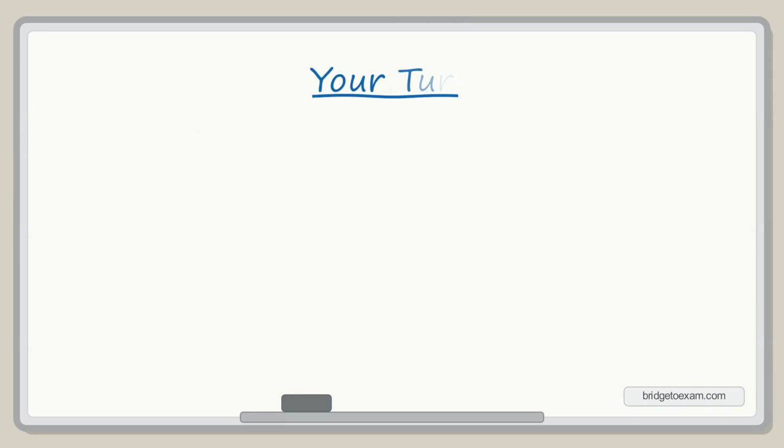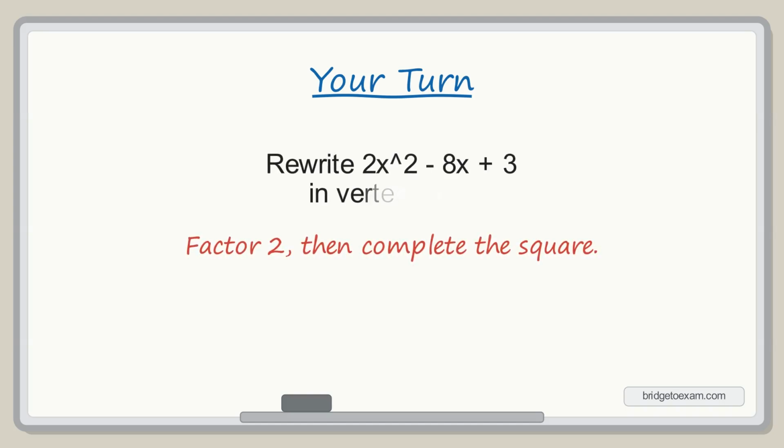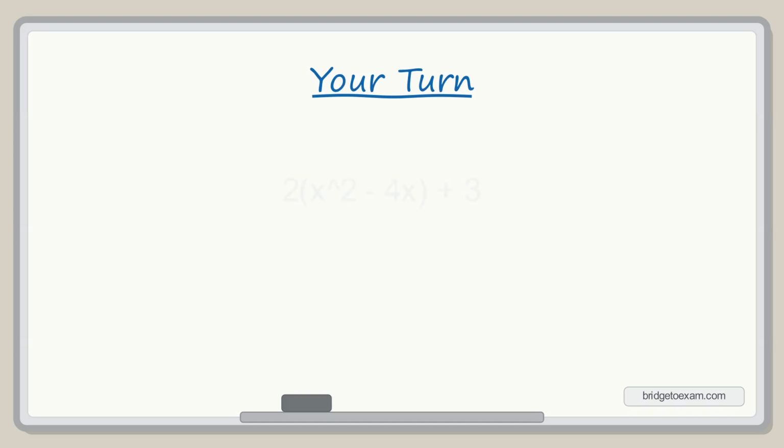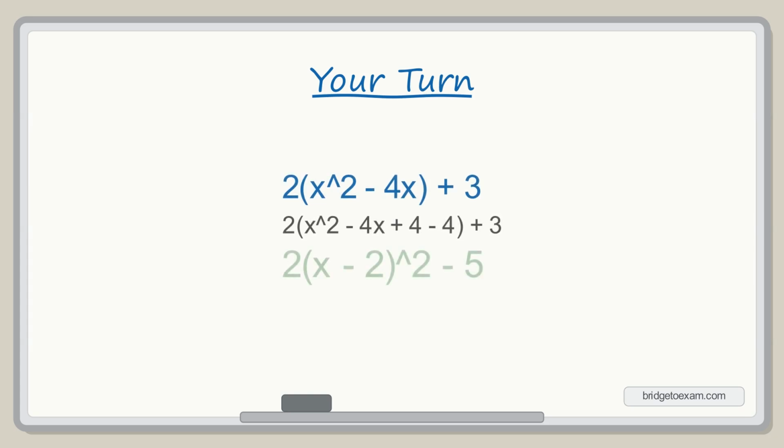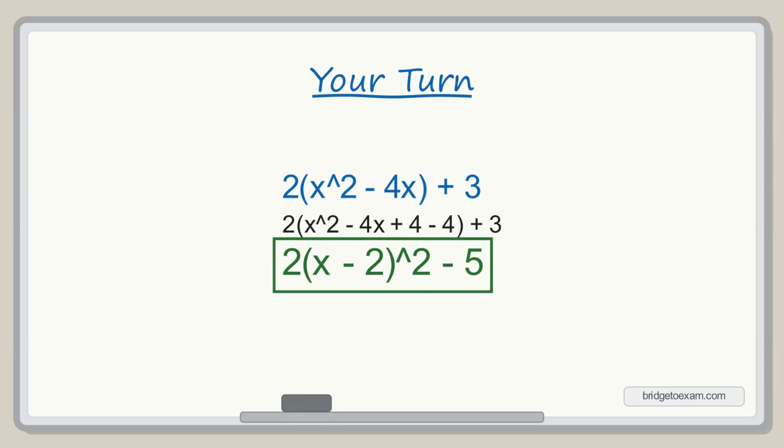Your turn. Rewrite 2x² − 8x + 3 in vertex form. Pause. Factor 2 from the x terms, then complete the square. Factor 2 from the x terms. Half of −4 is −2, and its square is 4. This gives 2(x − 2)² − 5.